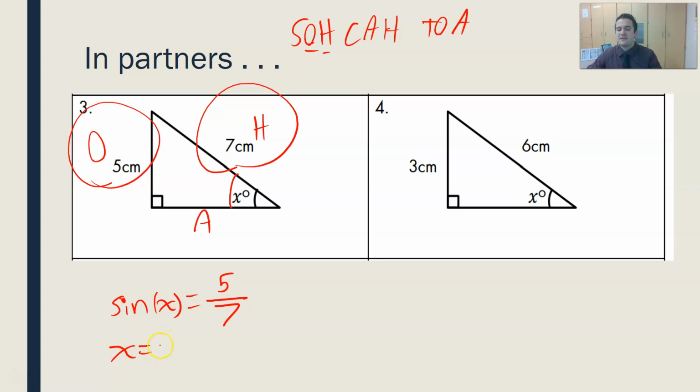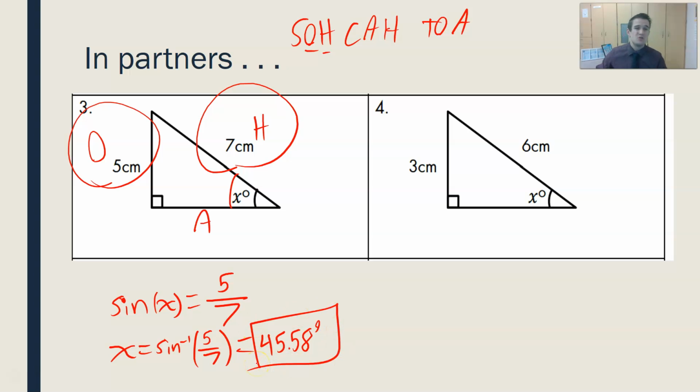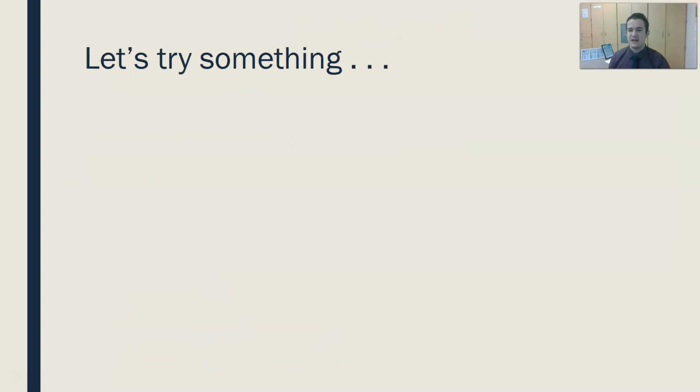Then, in order to find my missing angle, I need to take the inverse sine. To undo sine, I'm going to use the inverse sine of 5 over 7. And in my calculator, if I take the second button and then sine, it pops up sine to the -1, of 5 divided by 7, close parentheses. I get my missing angle to be 45.58 degrees. Really close to a 45-degree angle. Okay? So that's what we're doing. We're using the inverse trig functions to solve for missing angles.